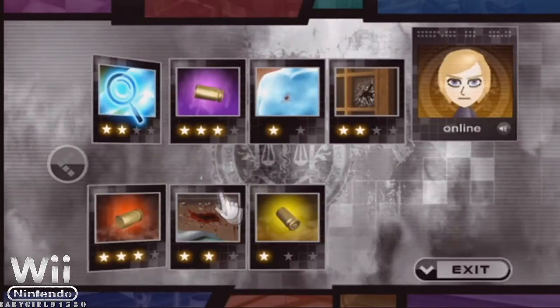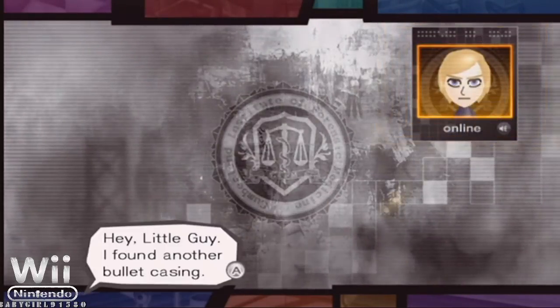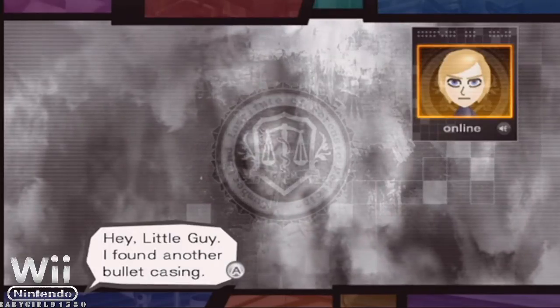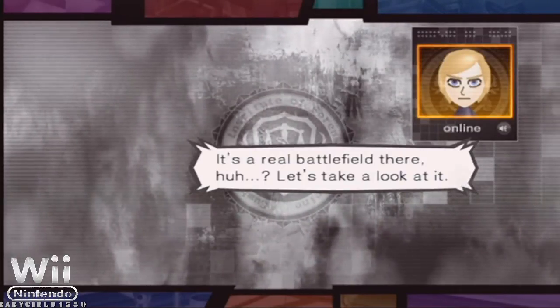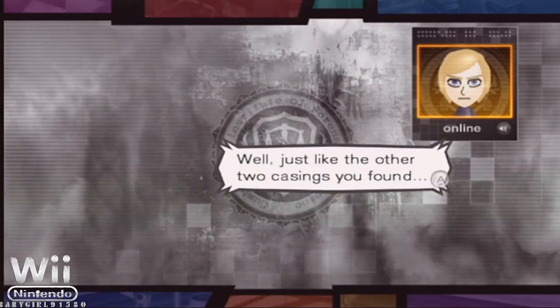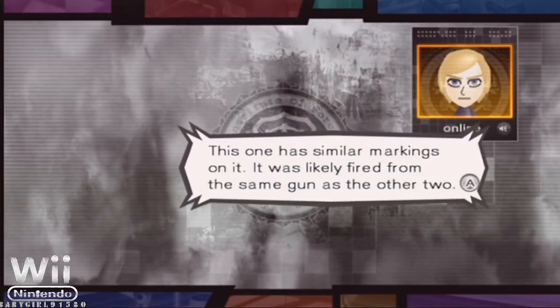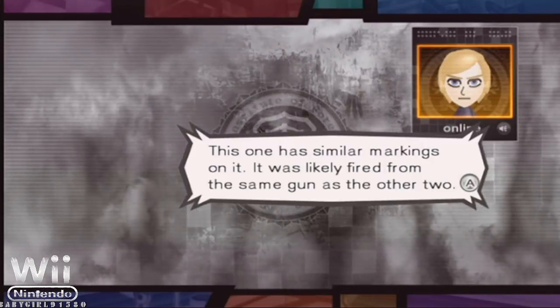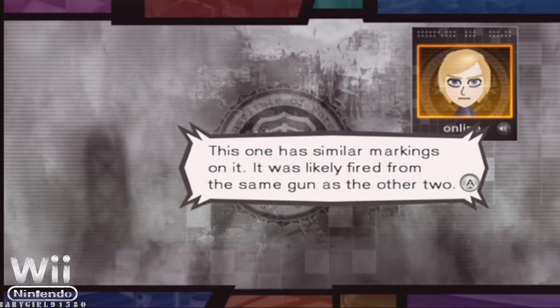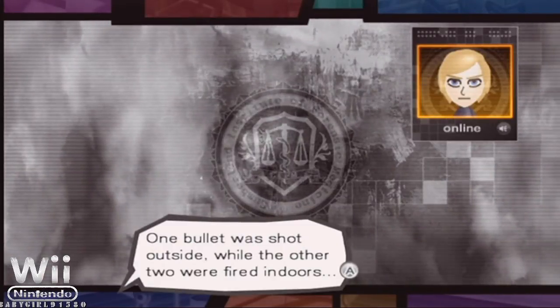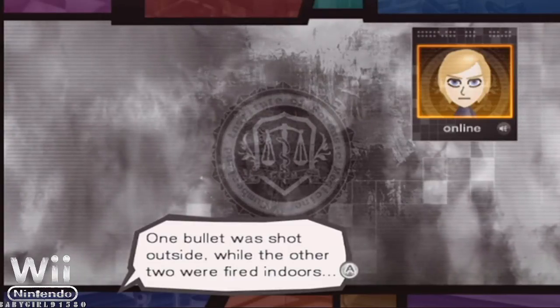Hey, little guy, I found another bullet casing. It's a real battlefield there, huh? Let's take a look at it. Well, just like the other two shells you found, this one has similar markings on it. It was likely fired from the same gun as the other two. One bullet was shot outside, while the other two were fired indoors.